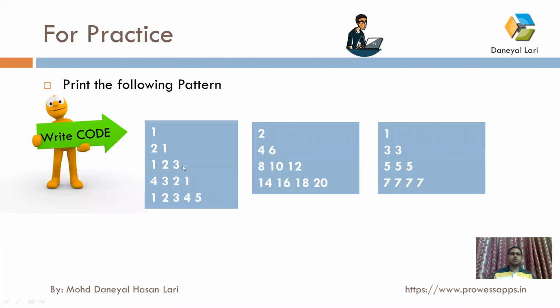This is for your coding practice. Just do the practice and print the following patterns: 1, 1 2 1, 1 2 3 4 3 2 1, and then 1 2 3 4 5. The next pattern is 2, then 4 6, next line 8 10 12, and next line 14 16 18 20. Another is 1, 3 3, 5 5 5, and 7 7 7 7. These are the patterns that you will practice yourself.